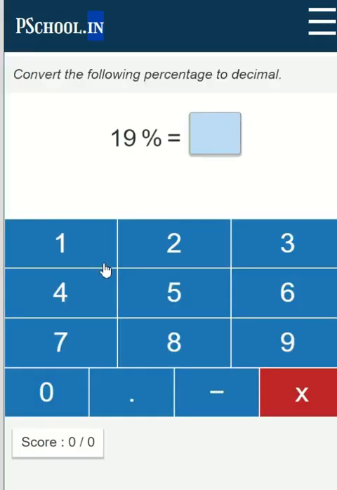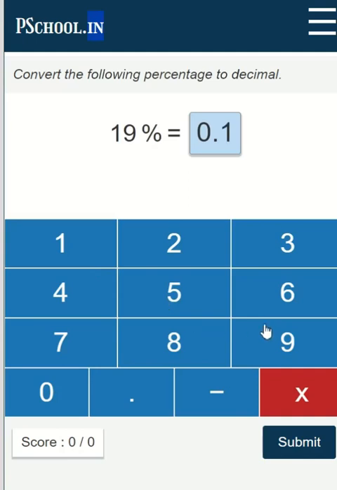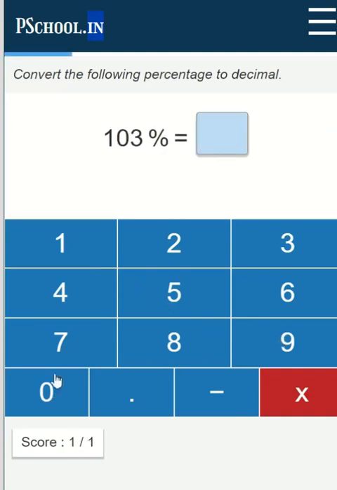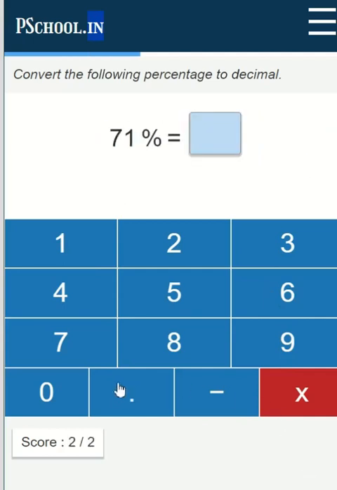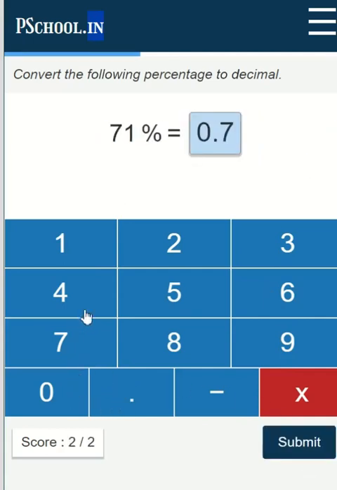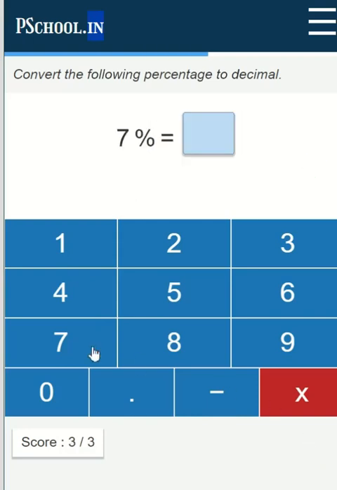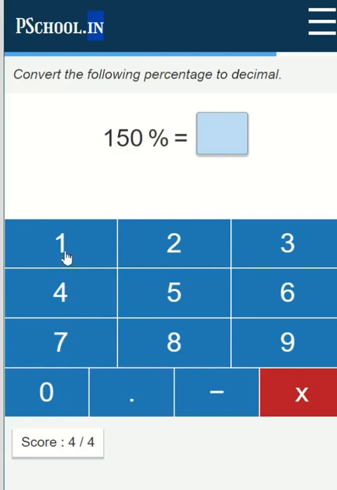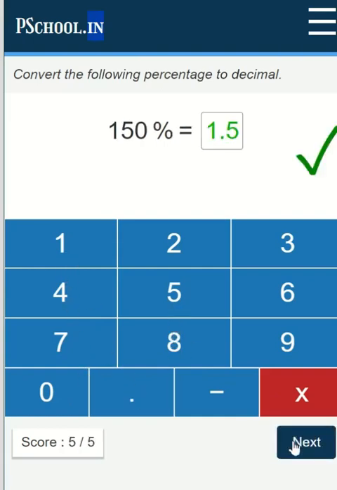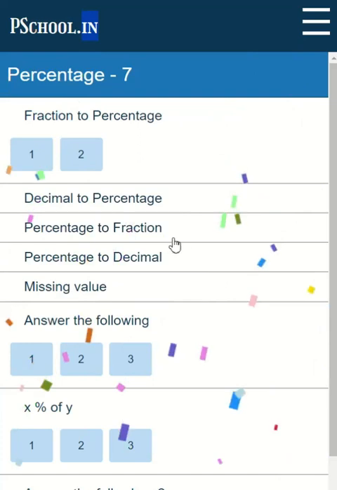Next problem, percentage to decimal. So here again we need to move 2 decimal points. So this has to be written as 0.19, 1.03, 0.71, 0.07, 1.5. Done.